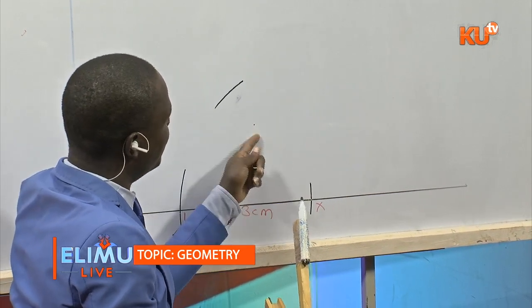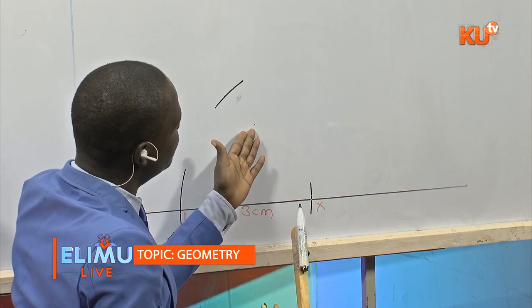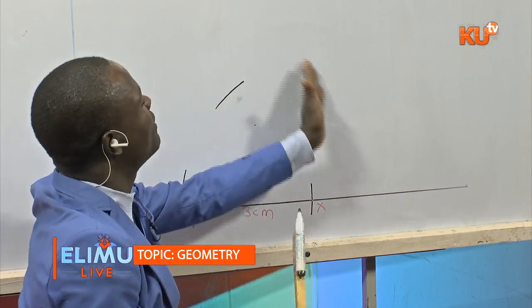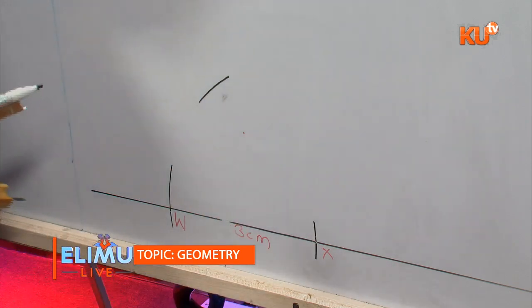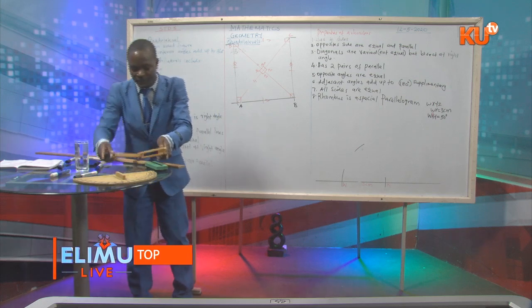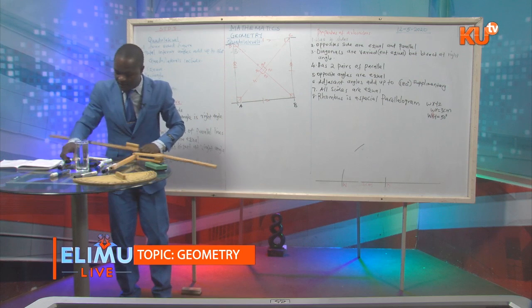You don't have to put it this side because the dot is here. The dot determines, of course, where the angle is. So it will not be necessary if you draw the arc on that side. The dot will determine where the line will reach. Then join that line.